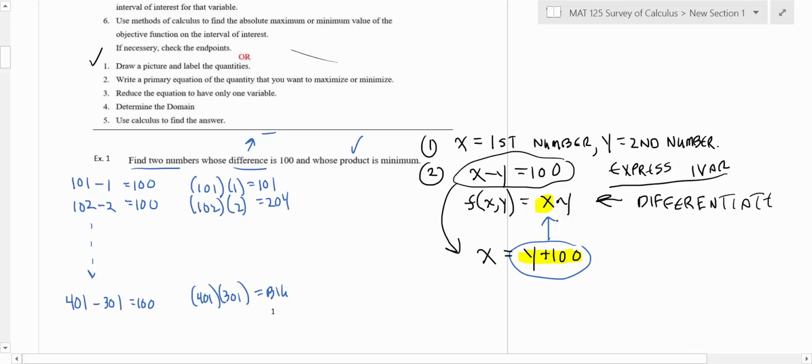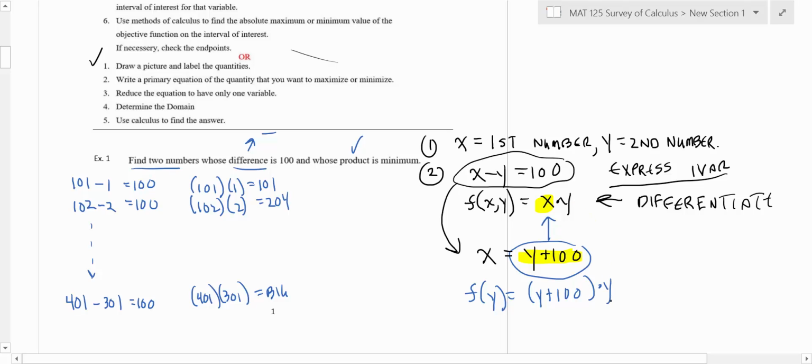Typically in these problems you have a function that you're going to take a derivative of, and then you have an equation that relates those variables in some way. So what you're going to have now is f of y. Now replace this x I highlighted in yellow with y plus 100. Then you still have that y like that.